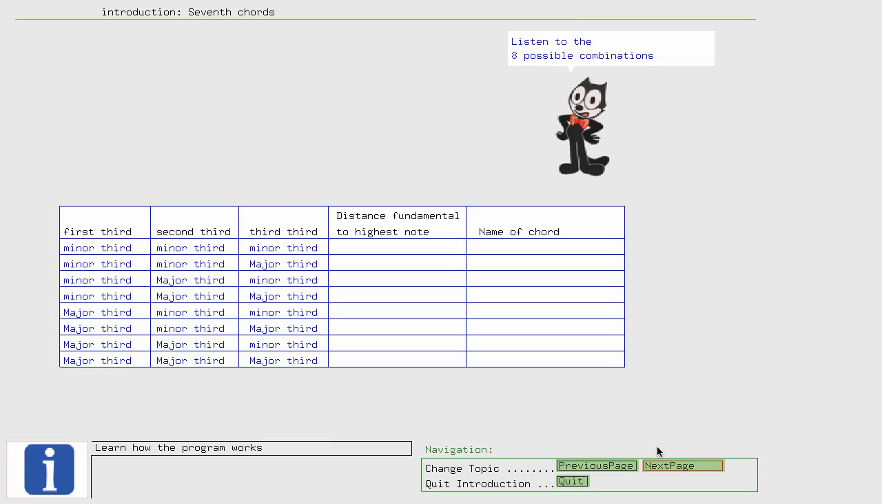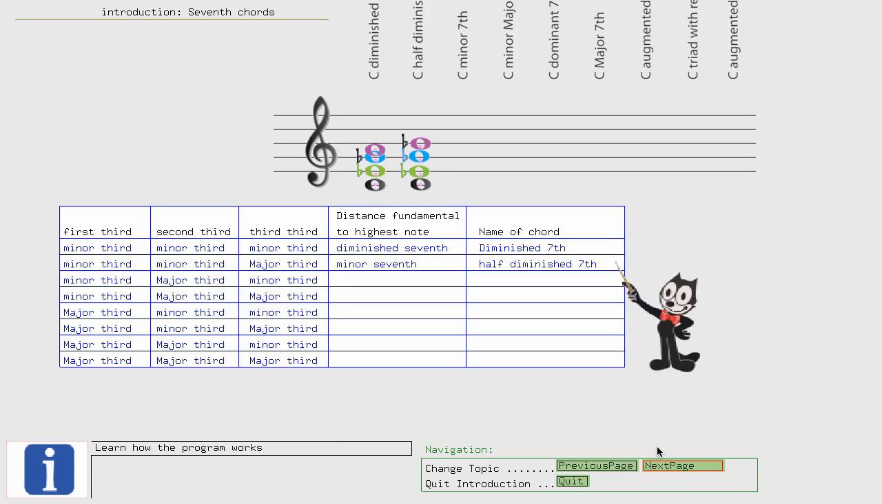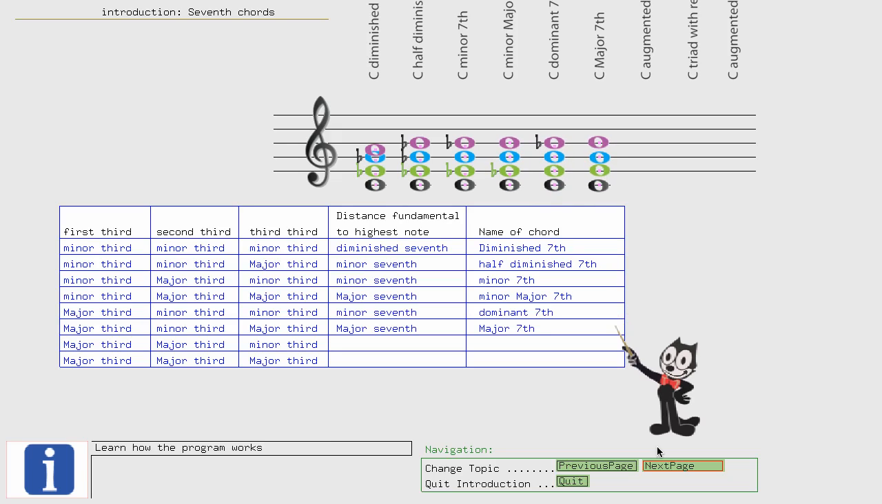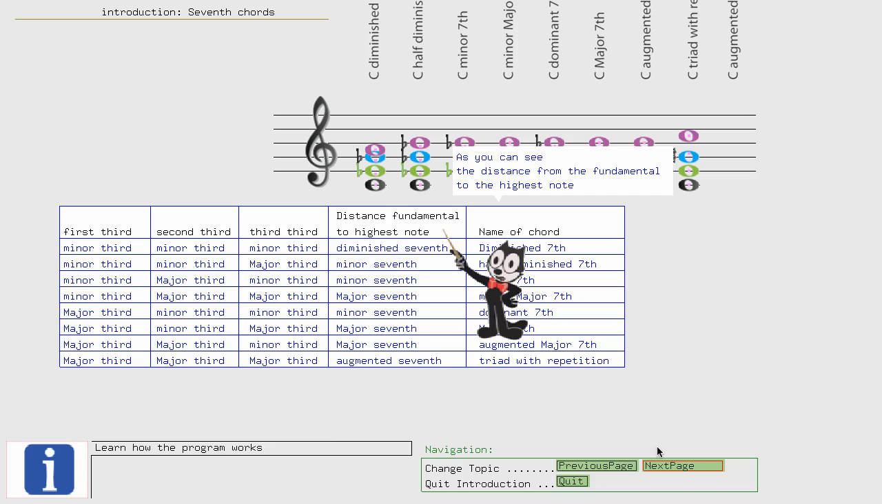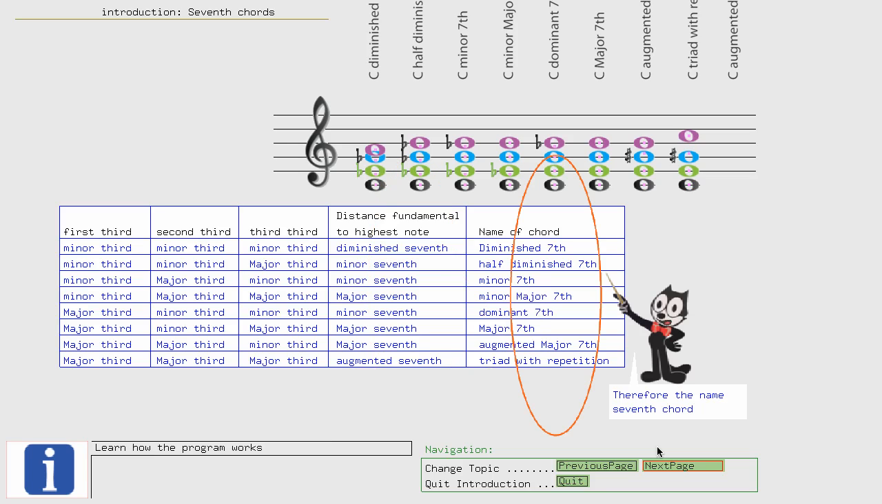Listen to the 8 possible combinations. As you can see, the distance from the fundamental to the highest note is always a 7th. Therefore, the name 7th chord.